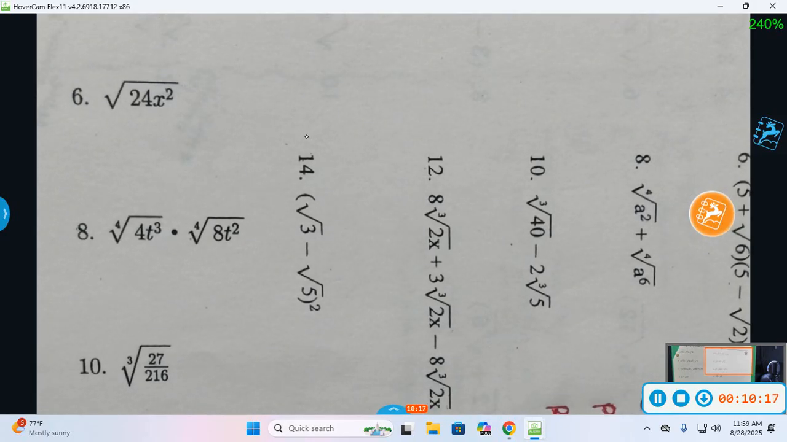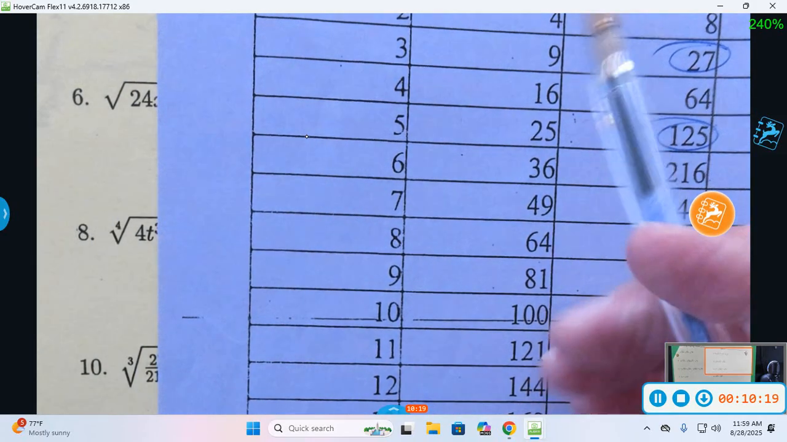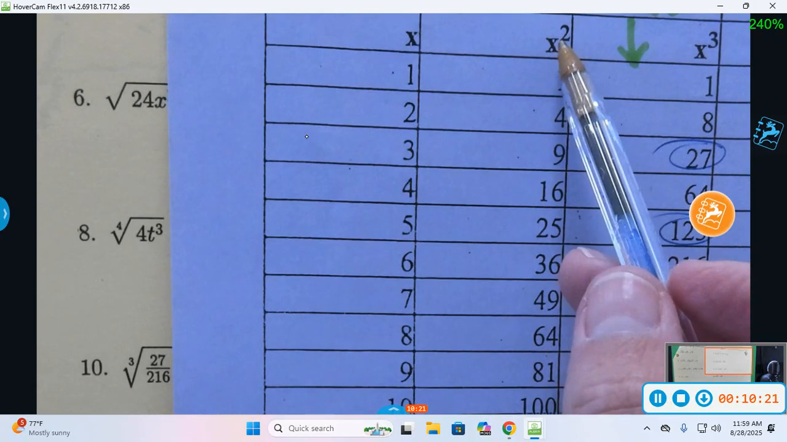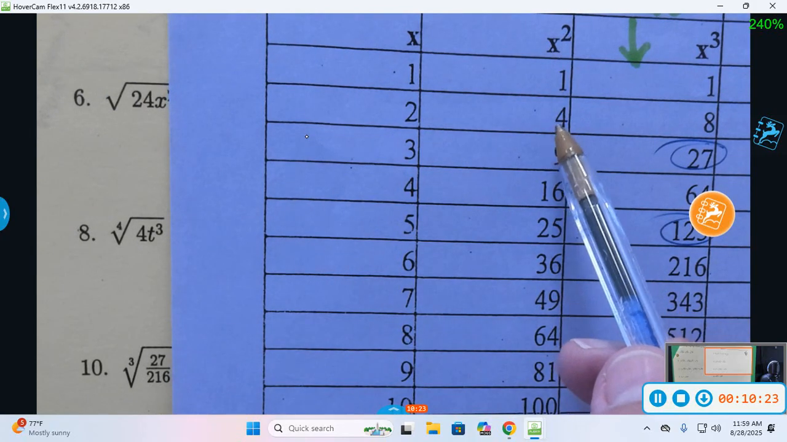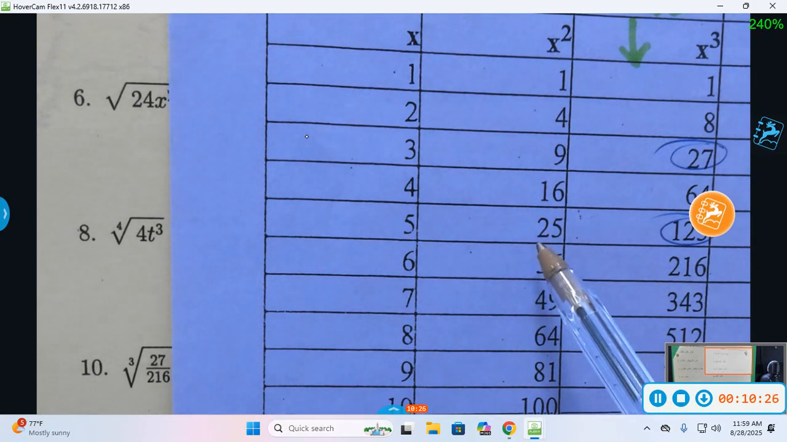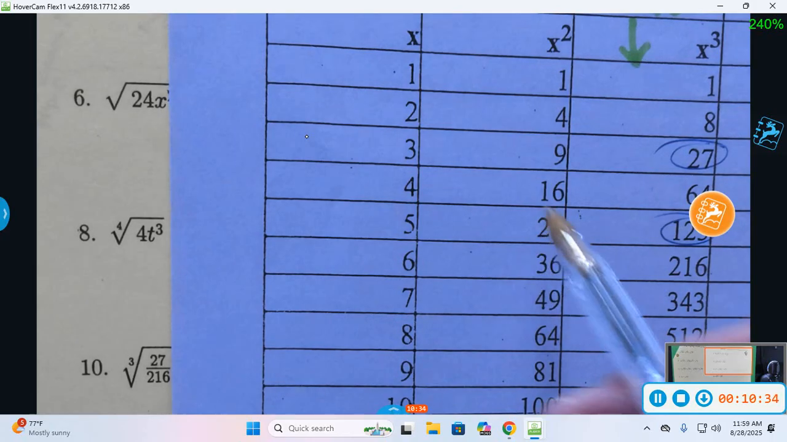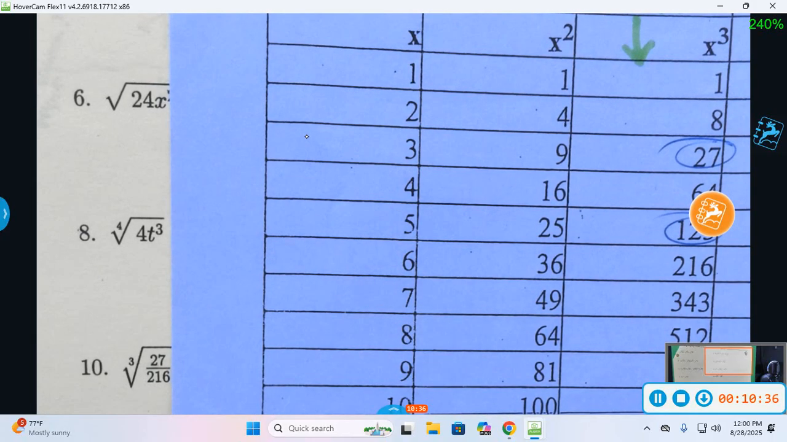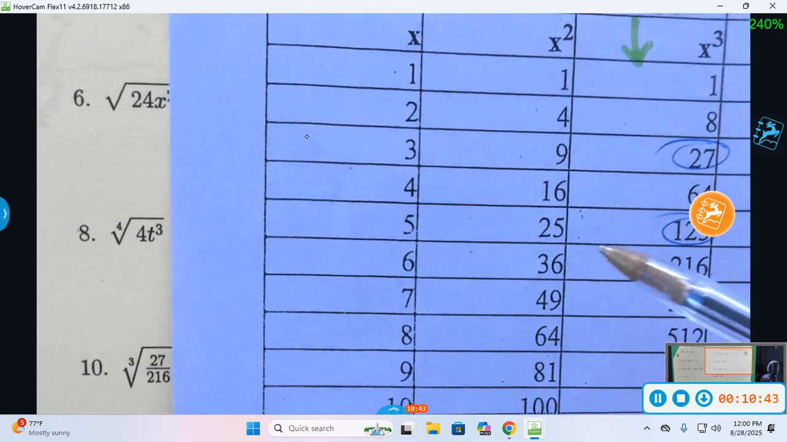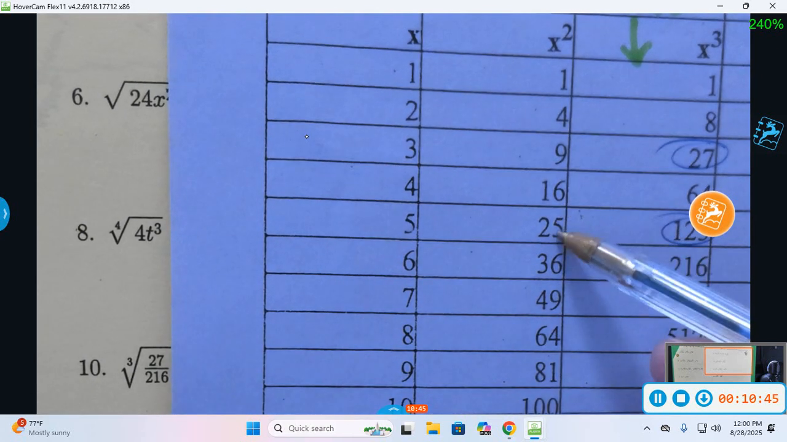So I'm going to try to use my paper, and I go to the square column, and I look for 24. 1, 4, 9, 16, 25. 24 is not on there. That tells me that 24 is not a perfect square. Now, that doesn't mean you can't simplify it, but you cannot take the square root of 24 as a nice, neat integer. So what I do instead is, here's where 24 comes just before here, so I just back it up.